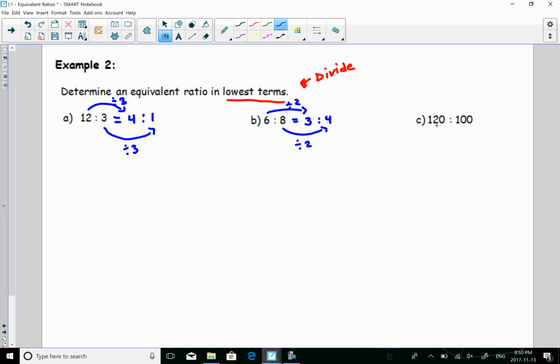So here you're going to look to see what's the highest number I can divide 120 and 100 by. The highest number that I can think of is 20. So if I divide this by 20, we'll know it's in lowest terms by checking our last ratio. So 120 divided by 20 is 6. I divide this by 20, I get 5. There are no other numbers that go into 6 and 5, so that means that I am in lowest terms.